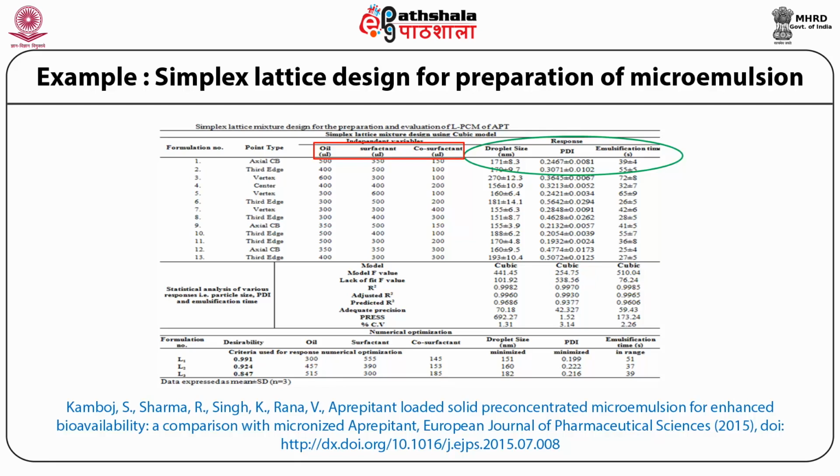Desirability is what we really require, that is, how much droplet size we require, that is minimum. We require PDI minimum, and emulsification time should be in the range of our experimental domain, so that we achieve a good desirability. On this basis we have obtained a desirability near to 1. So our aim is to achieve a desirability near to 1.